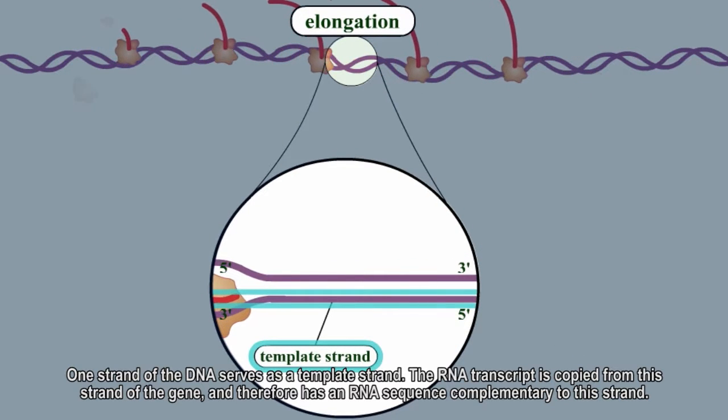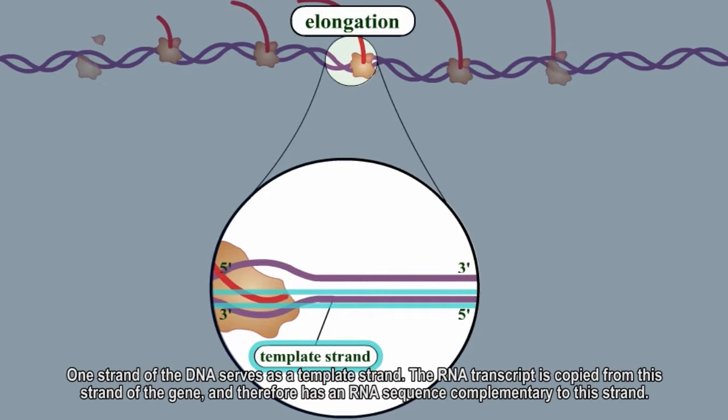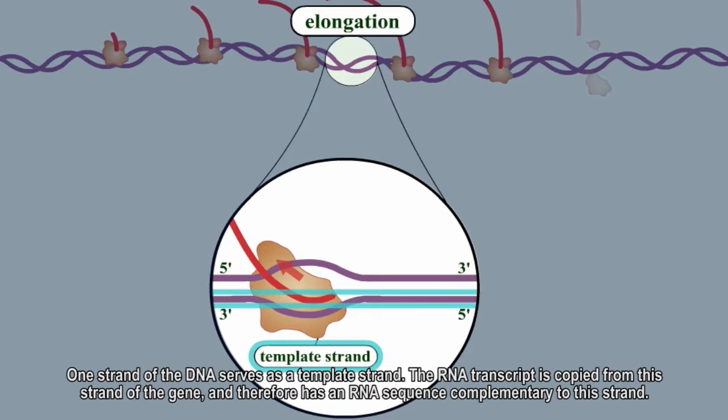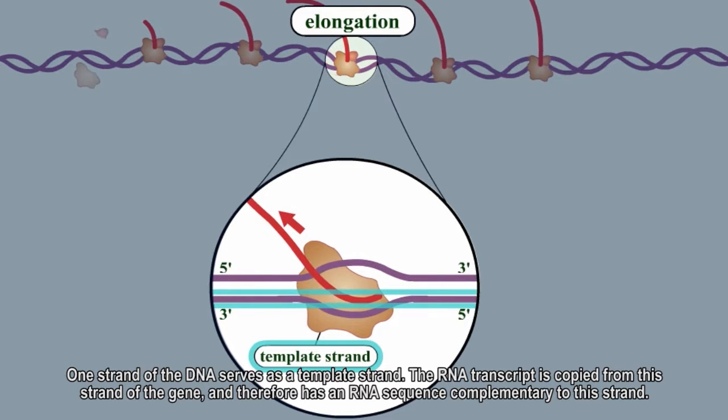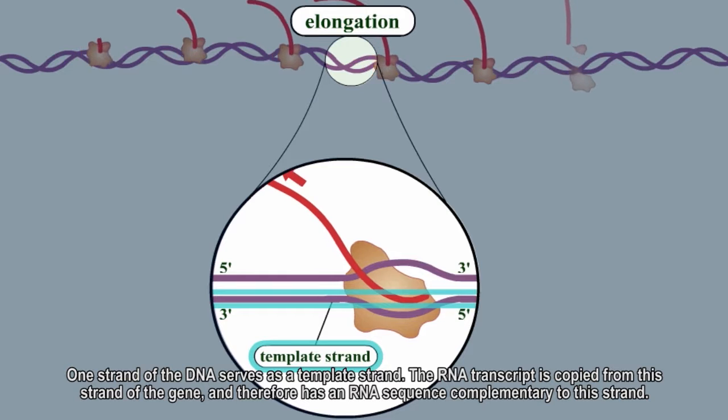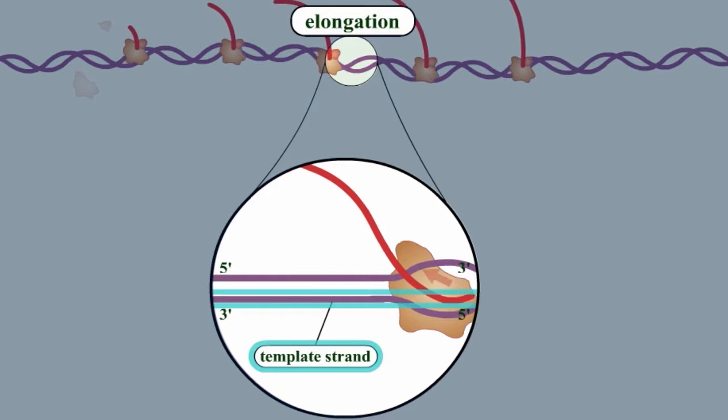One strand of the DNA serves as a template strand. The RNA transcript is copied from this strand of the gene and therefore has an RNA sequence complementary to this strand.